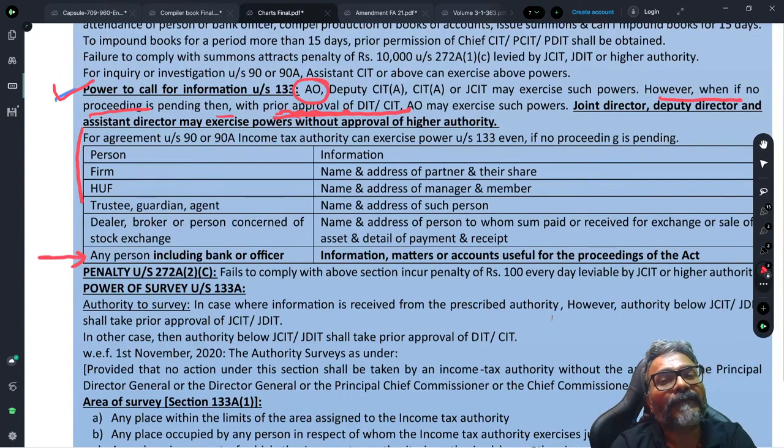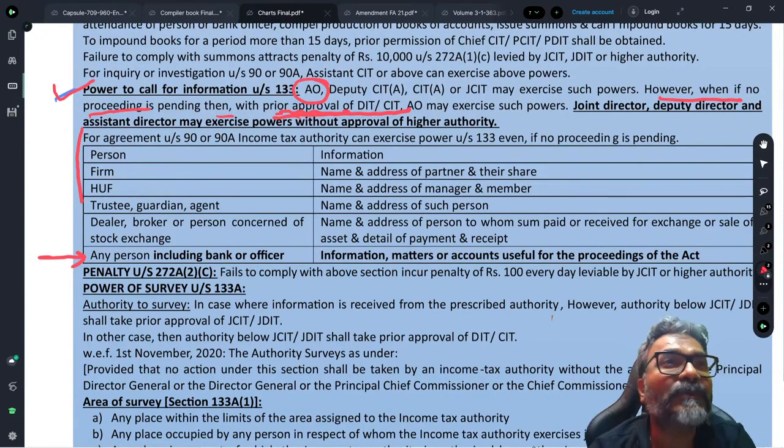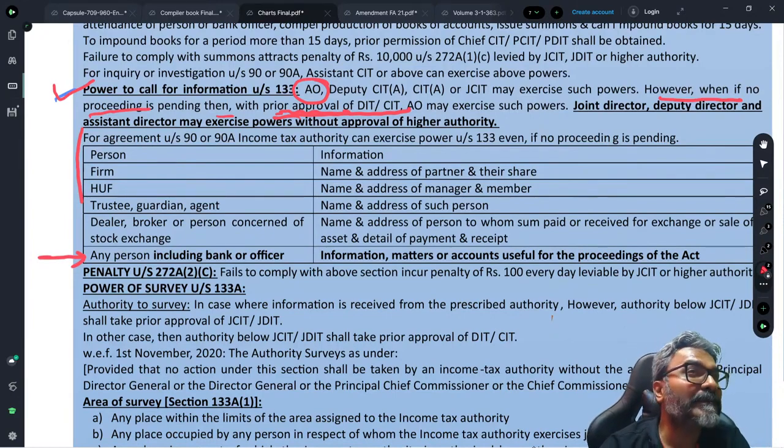This is the kind of power, students, that we are talking about. The assessment is going on in Mumbai of an SSC based in Mumbai, and the notice under 133, the AO is giving it to a person who is based in Kolkata. From that particular notice, students, he is calling for the information.